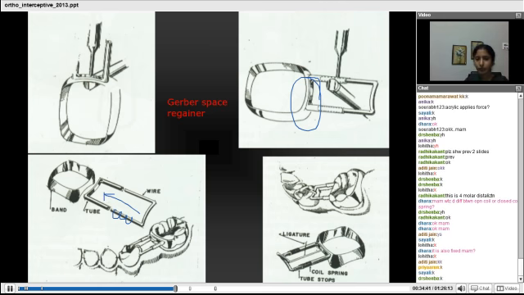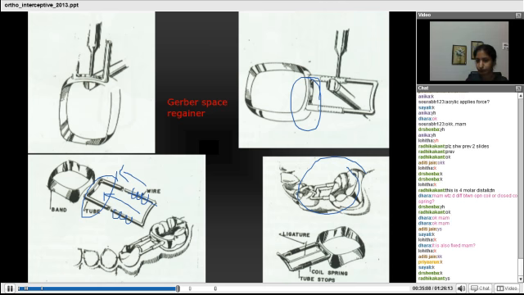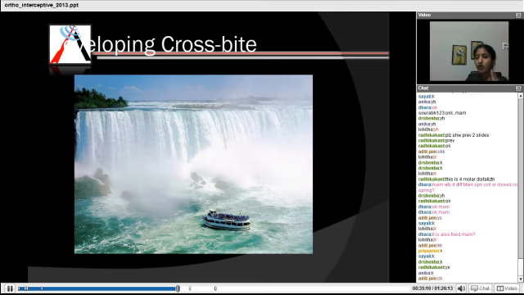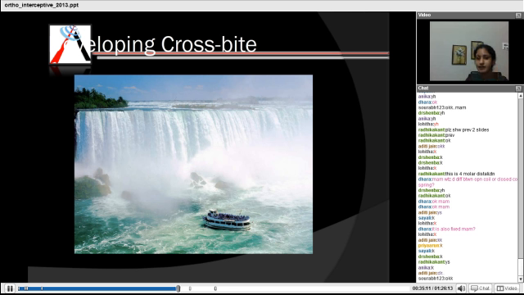The only difference is that there you just had a U-shaped loop and an open coil spring, whereas in the Gerber space regainer you have this extra tube. Then you have the wire with this open coil spring. The wire goes into the tube and the tube is attached onto the band and then it is fixed onto the tooth. Clear? That is the Gerber space regainer. So these are all space regainers.